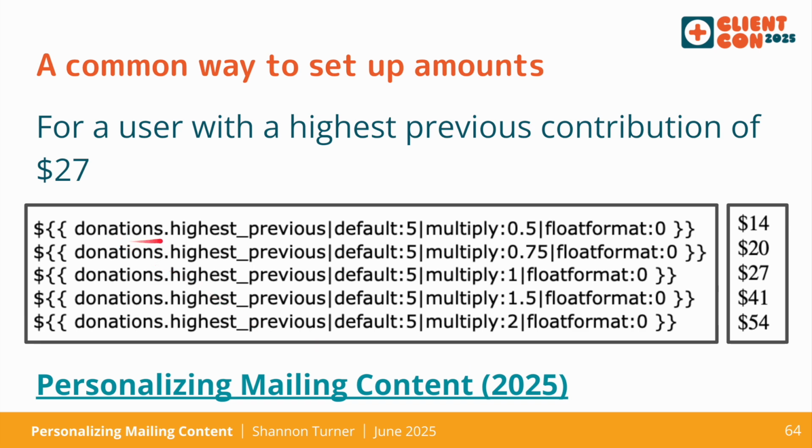First, take the highest previous donation value, or if they haven't made a donation previously, we're going to default to 5. Then we're going to multiply that amount by a range of values. Here I've chosen from half to double that amount. And finally, we're going to round it to a whole number with the float format filter. So this link will let you revisit that training if you missed it last year. Check it out. There's a ton of great content in here and it goes into how to do this in way more detail.